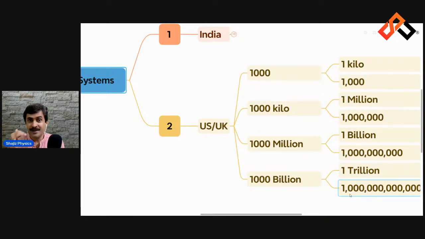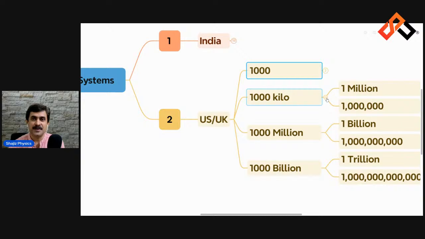So I wanted each one of you to have the concept behind the number system, which is popularly used across the globe, initiated by people in US and UK. So they follow the system kilo, million, billion, trillion, and so on. So in each step, it is multiplied by 1,000. That is the peculiarity when it is related to the number system followed by Western people.